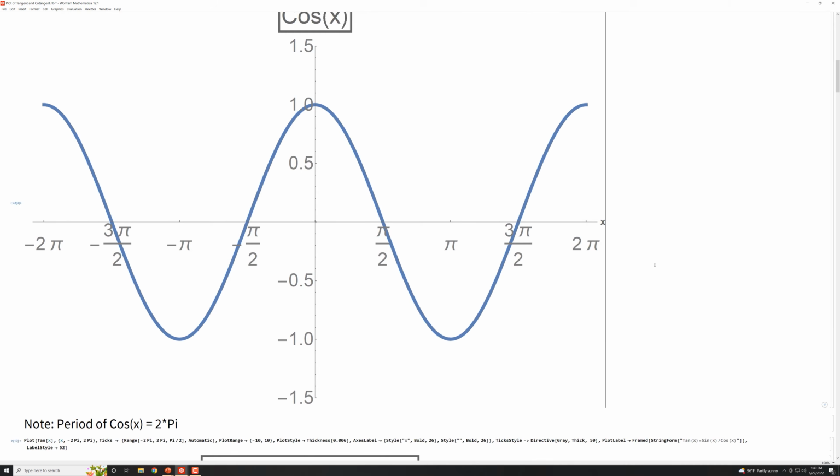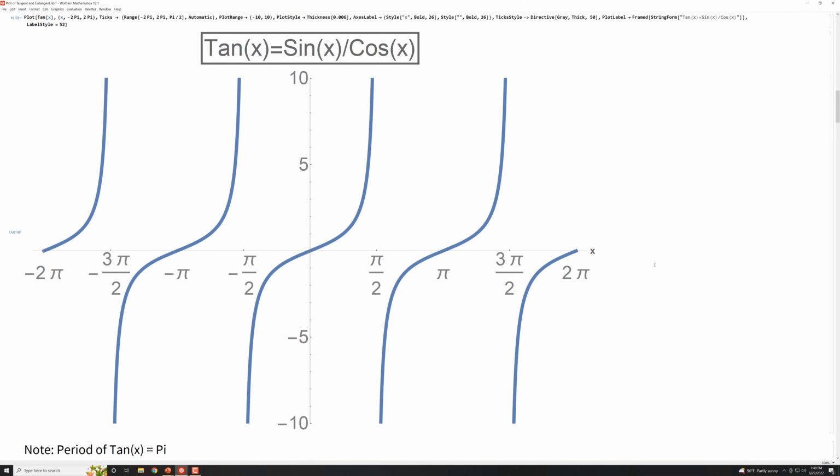Now let's talk about the tangent function. This is a graph of the tangent function. I told you it looks a little funny. It doesn't look like the sine and it doesn't look like the cosine. And that's because the tangent function is the sine of the angle divided by the cosine of the angle. And it produces this funny graph. We're going to talk about it in a second.